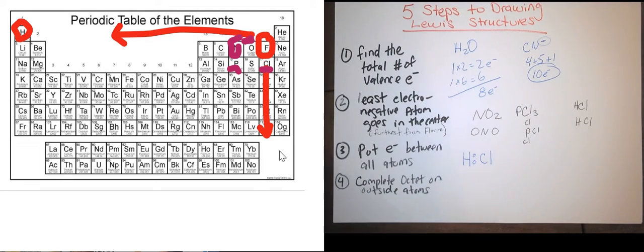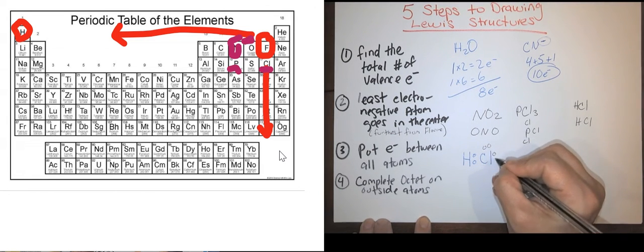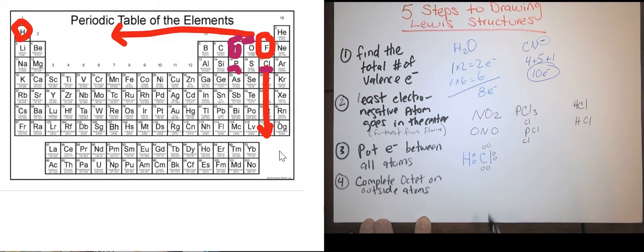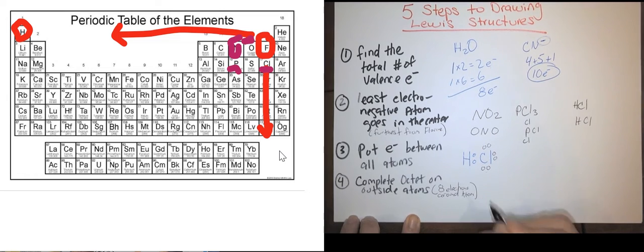All right, so what do I do? Well, let's go back to this hydrogen chloride, and I'm going to put 8 around it. I'm going to fill it around. So now chlorine has 2, 4, 6, 8 electrons. Woohoo! I completed the octet rule. It has 8 electrons around. Remember, you must have 8 electrons around an atom.